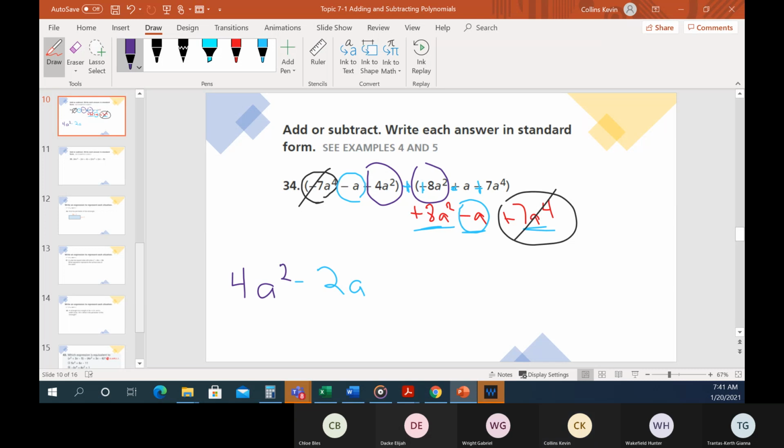So I skipped the a squareds and I did the a's first, but it was no harm, no foul, because I could go back and put the a squareds together and then just put that guy as the first term. So again, standard form means biggest exponent first. So the a to the second is going to go before the a to the first. All right. Questions here?